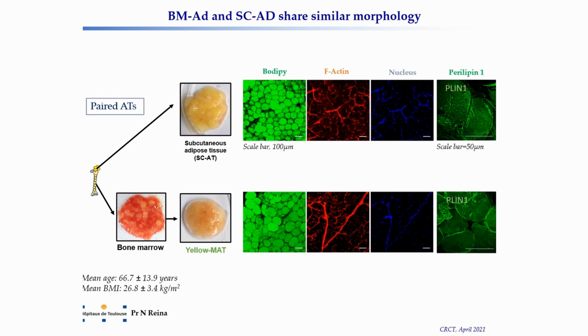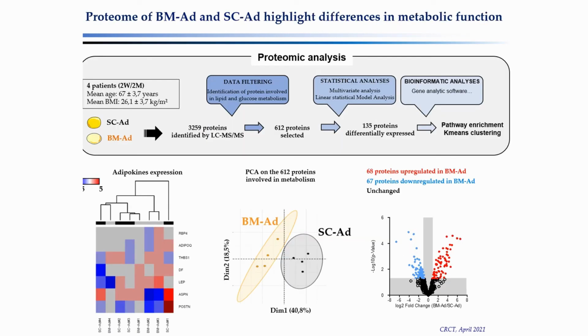And if you look, it looks the same way. When you look at purified adipocytes, what can you see? You see a round cell with a unique lipid droplet, and subcutaneous and bone marrow adipocytes absolutely look the same way. But when we performed a proteomic analysis in collaboration with the IPBS proteomic platform, we found that there was no clear difference in adipokine expression, meaning the secretion of leptin, adiponectin, and so on.